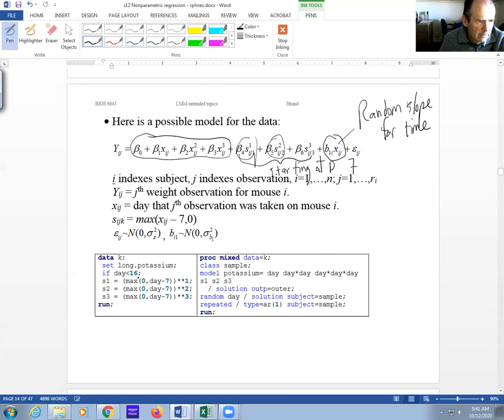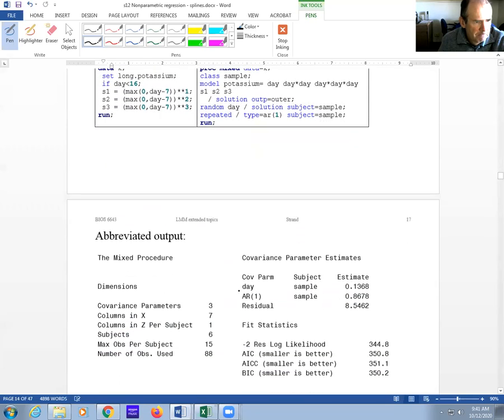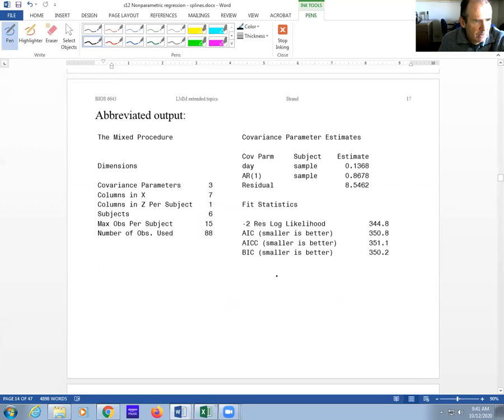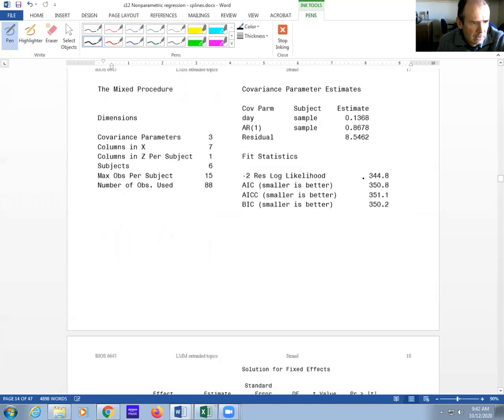So again, we have a data step where we create the S1, S2, S3 terms. And then we put them into our mixed model. And here's the output. You can see that the data are pretty highly correlated. Our correlation coefficient is close to 0.9, so that indicates a pretty strong correlation in the responses over time.